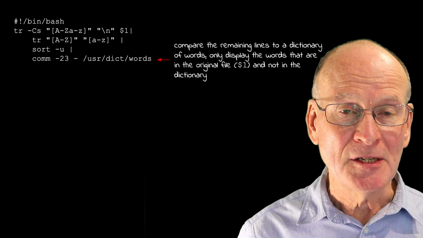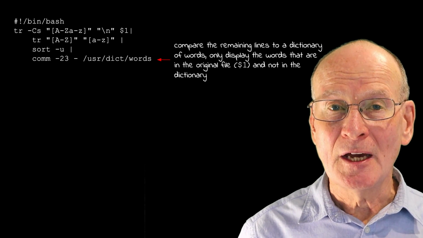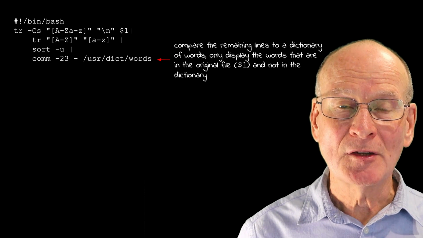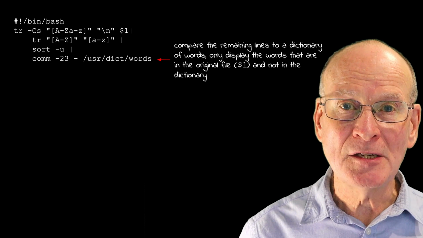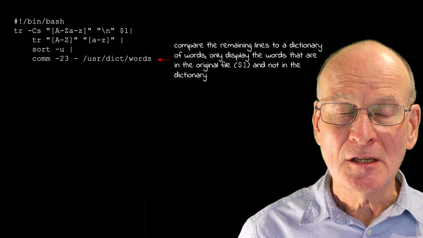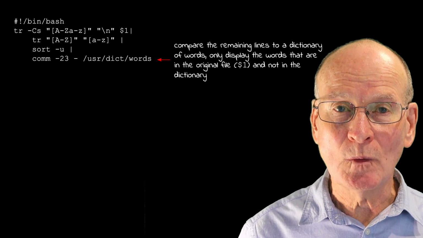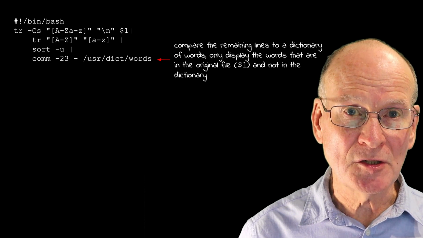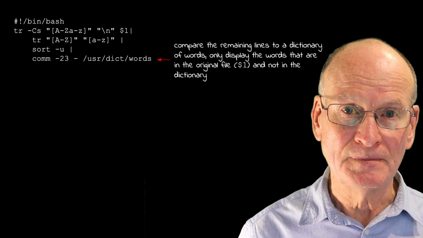The last command here, comm -23 with the user dictionary words file, what it does is it compares the two files. In other words, the file of words that you've now extracted from your document and a file of words from a dictionary. And they're both sorted, so it will only print out the words that are in your file but are not in the dictionary. And these words are likely to be misspelled words.